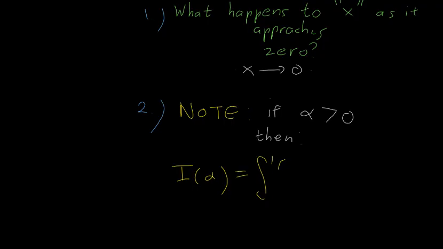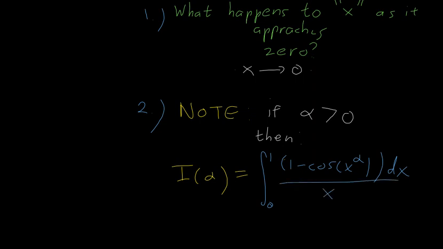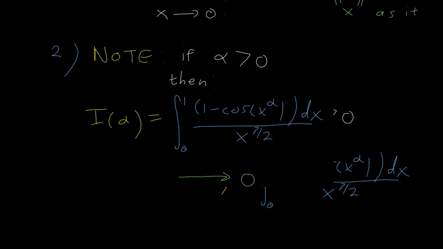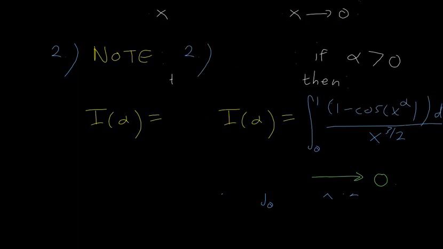the integral from 0 to 1 of 1 minus cos x to the alpha, with respect to x, over x to the 3 halves, should be approaching 0. It has to. So this is case 1. If alpha is greater than 0, then our integral is approaching 0.